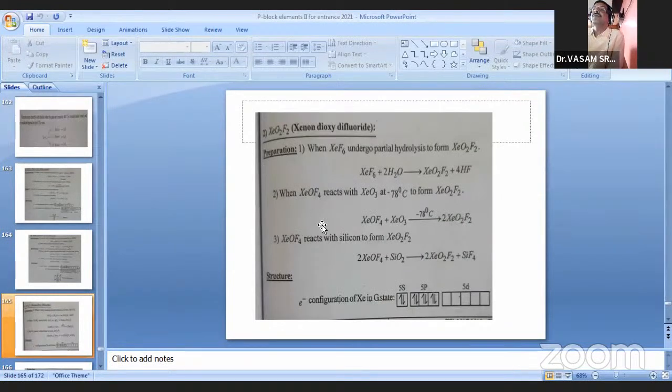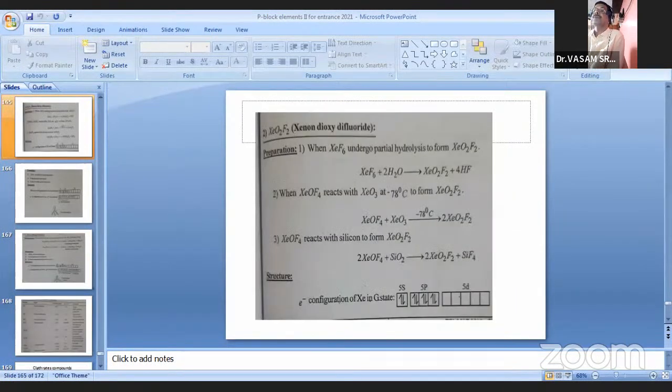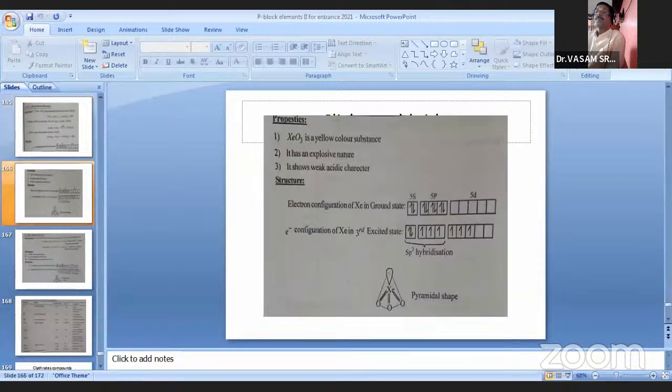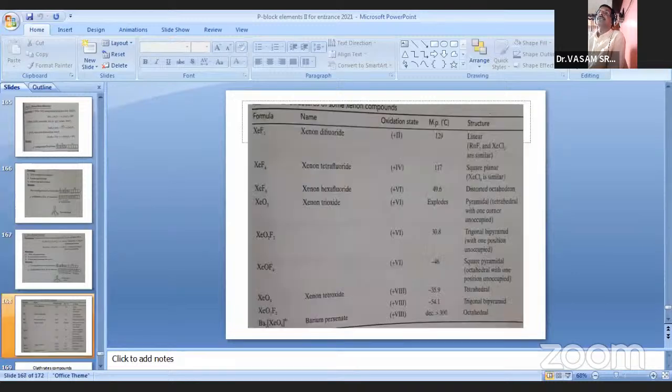And XeO2F2, around xenon 2 sigma and 2 plus 2, 4 sigmas, and 1 lone pair, sp3d. And these are oxides, XeO3, pyramidal, sp3, 3 sigma 1 lone pair. And XeO4, sp3, 4 sigmas, 0 lone pairs, tetrahedral, 109 degrees 28 minutes.